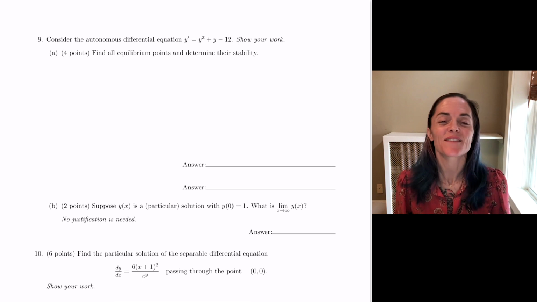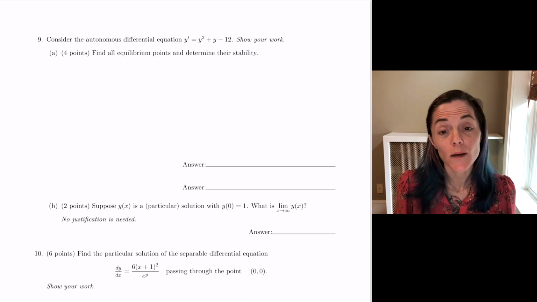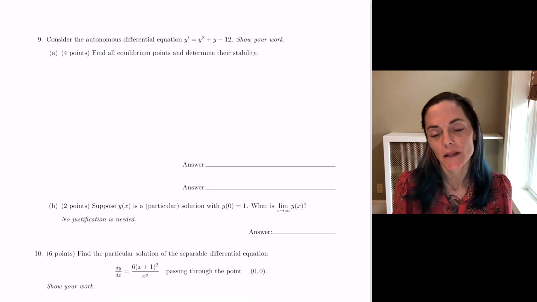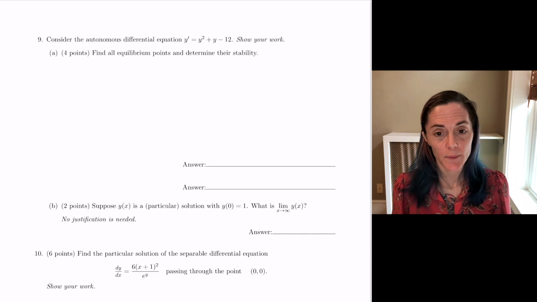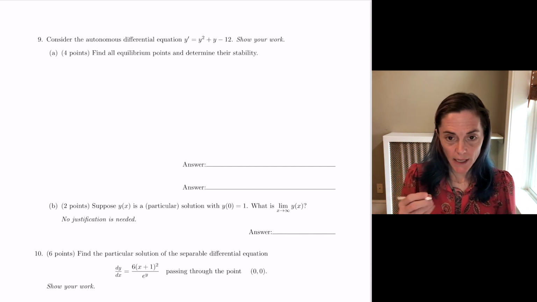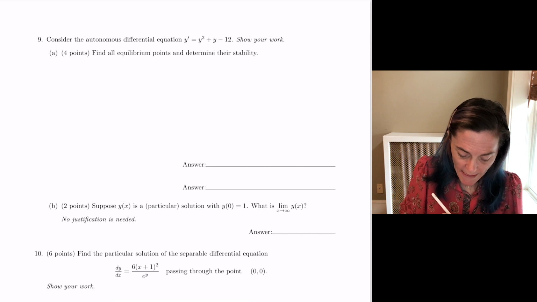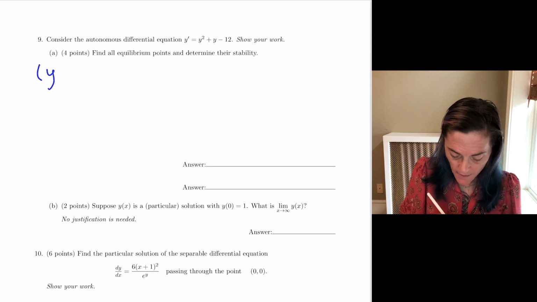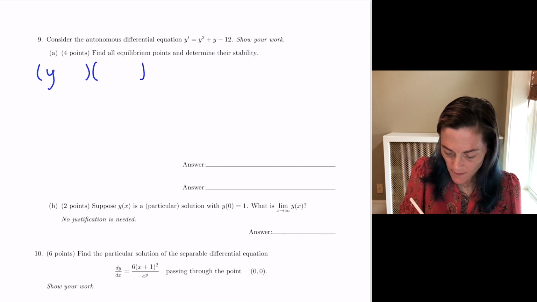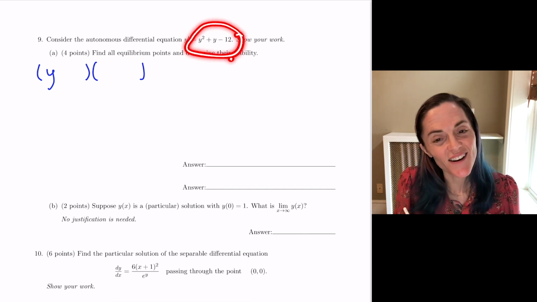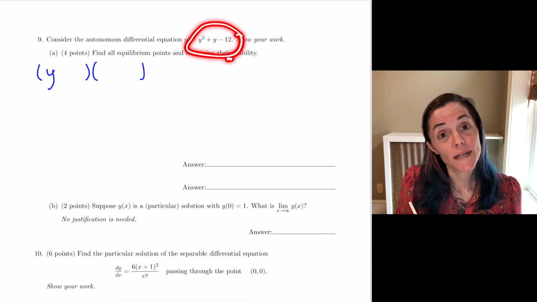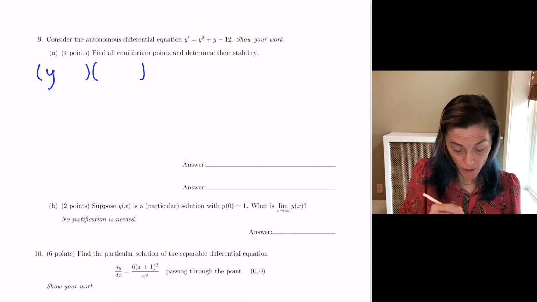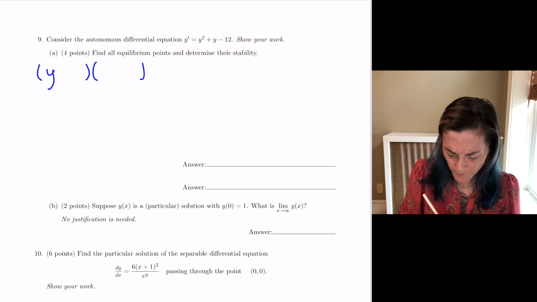More autonomous differential equations. Here we want to find all equilibrium points, determine their stability, and then we have a second part to this question. Very nice. Well, we want to set this to 0 and solve. Well, first I need to factor because it is a quadratic. So this will give us our equilibrium points.